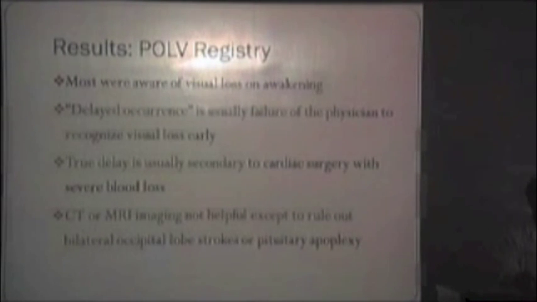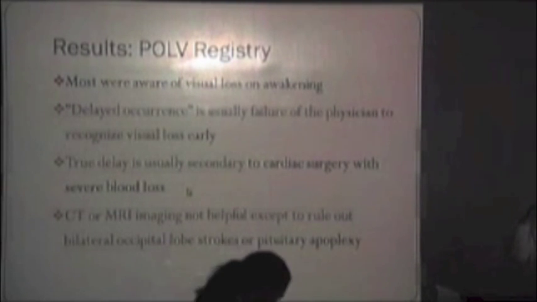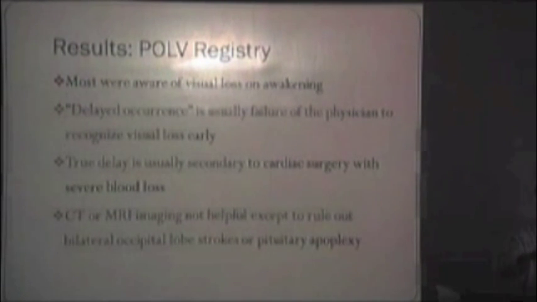Most patients were aware of visual loss on waking up, except the ones that underwent a cardiac surgery because they were put in coma in the immediate post-operative phase. The true delay is usually secondary to cardiac surgery with severe blood loss, where the blood pressure is consistently low for a long period of time in the ICU. So anytime you get called for a patient in the cardiac ICU with acute loss of vision, ask about blood pressure. Inevitably, you will see that the blood pressure was in the 80s and the 70s for somebody who was used to tolerating 120s or 130s.